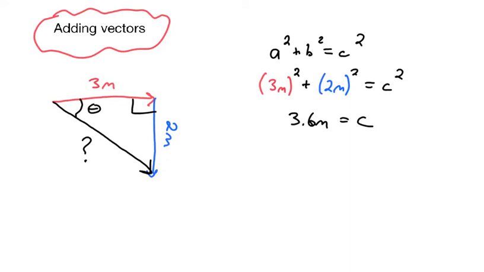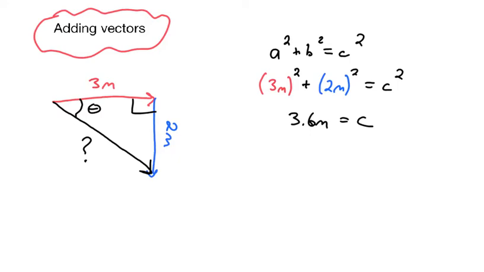So to figure out that angle theta, I'm going to use some trig. In this case, I know all three sides. I was given the opposite side and the adjacent side, so I'll use those ones just in case I made a mistake in calculating that 3.6. It won't transfer to an error in my angle.